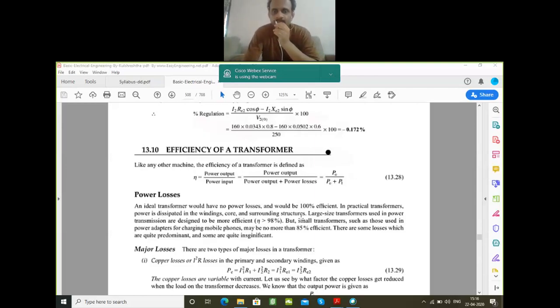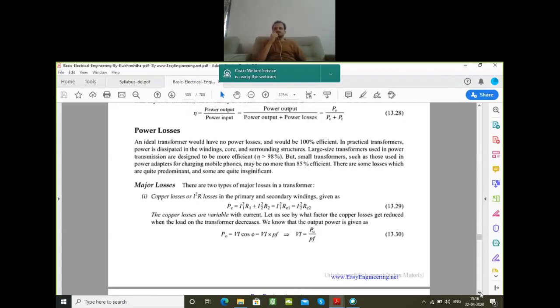Okay, what are the different types of losses that occur in the transformer? The first type of loss is the copper loss. So we will see now what copper loss is. Copper loss is also called I square R losses.